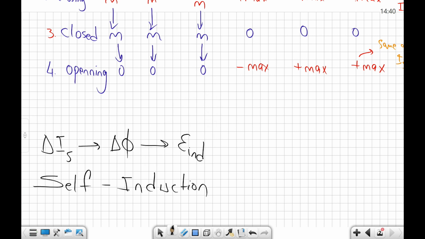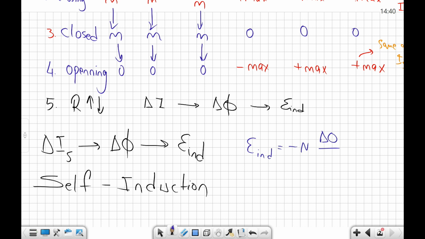There is a fifth way, which is talking about the rheostat. As we change the position of the rheostat, it is changing the resistance. The current also changes. As the current changes, there will be a change in flux. There will be an induced EMF, induced current, and so on. Faraday was saying that induced EMF is equal to minus N change in flux over delta time.